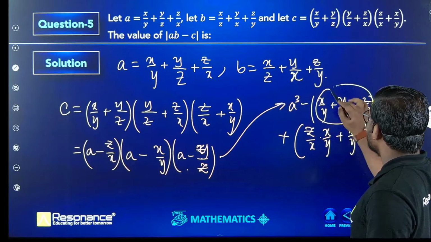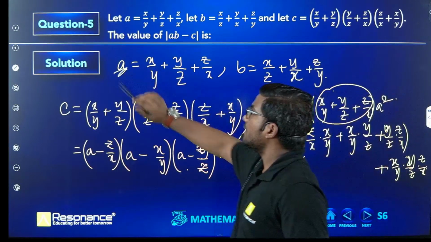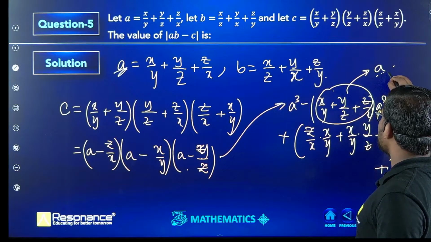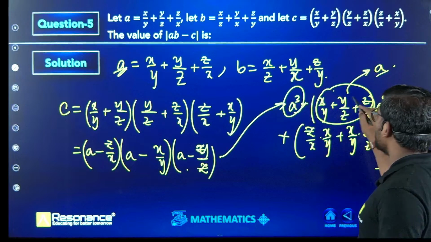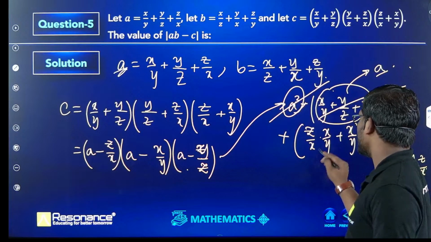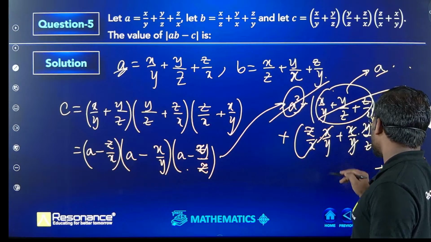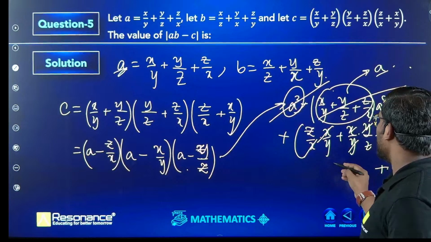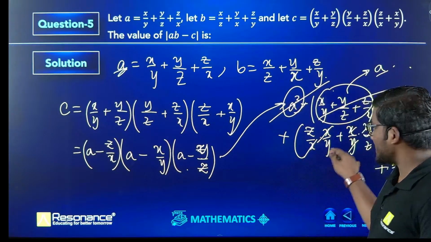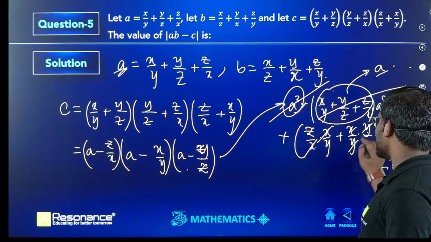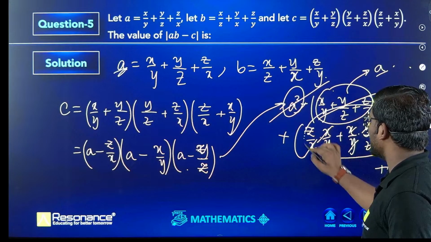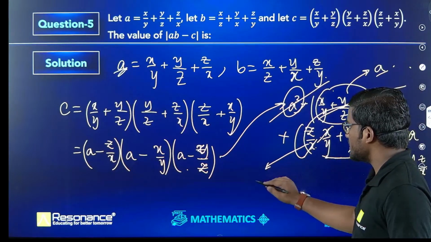So this part pertains to A. Now this can be written as A, correct? Since this turns into A, this part is A cube minus A into A square. So this cancels out. Now, it is not so hard to understand that x is cancelling itself, y is cancelling itself, and z is cancelling itself. So what we're left with is this whole part, which is B.